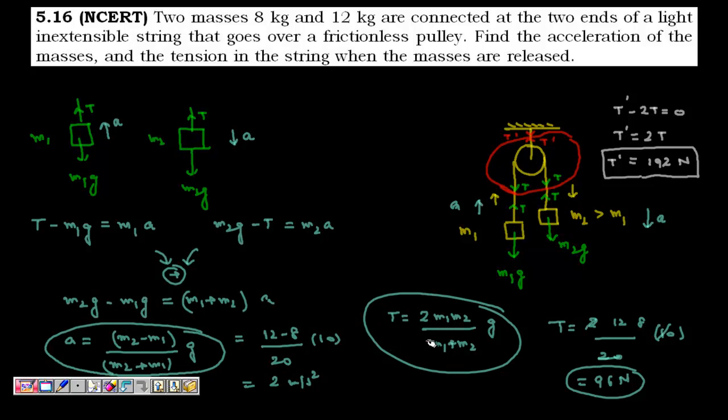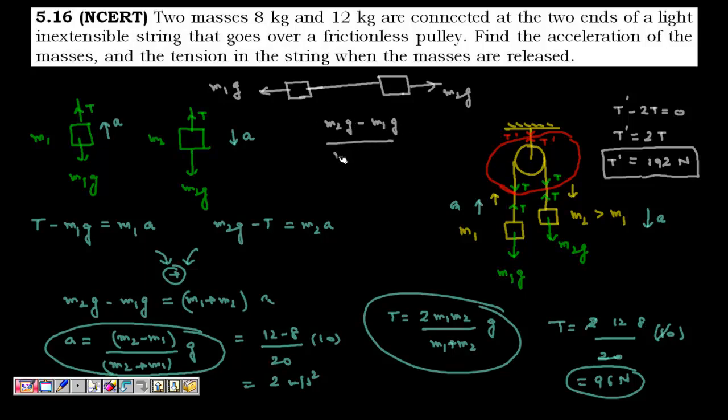Now there is one more way to solve this. The way is that if we exclude this pulley and we put these two blocks in such an arrangement, let in this direction the force be m2g and in this direction the force be m1g. Now what is the net pulling force? The net pulling force is m2g minus m1g.